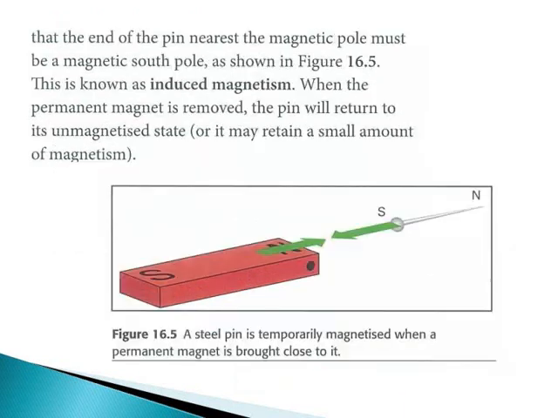This is known as induced magnetism. When the permanent magnet is removed, the pin will return to an unmagnetized state, or it may retain a small amount of magnetism.